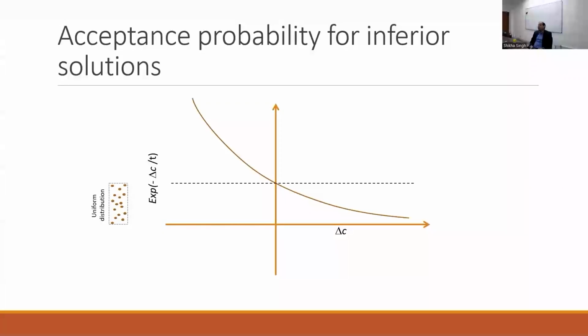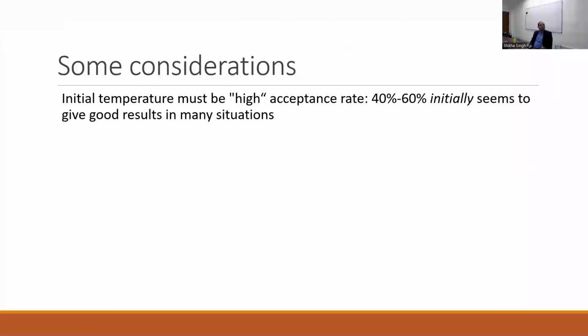Okay, but we may also accept inferior solutions. That's the whole idea here. And the probability of accepting inferior solutions is affected by how bad they are. If it's very bad, the probability goes down. Right? So some considerations: the initial temperature must be high. So we initially give a high acceptance rate. Even bad solutions are accepted.